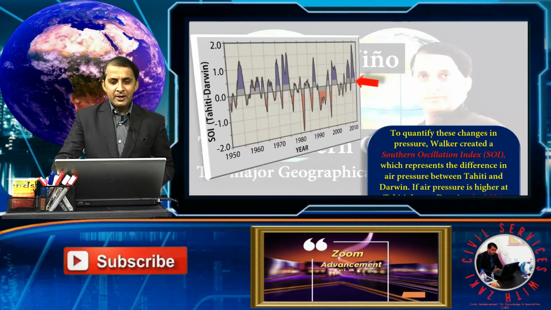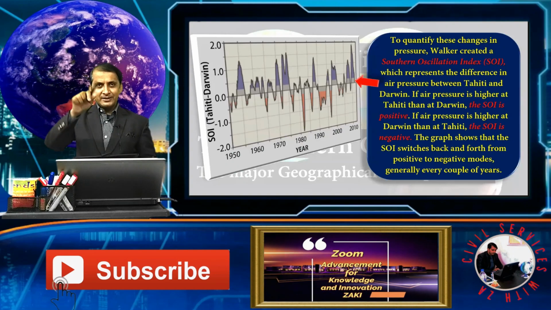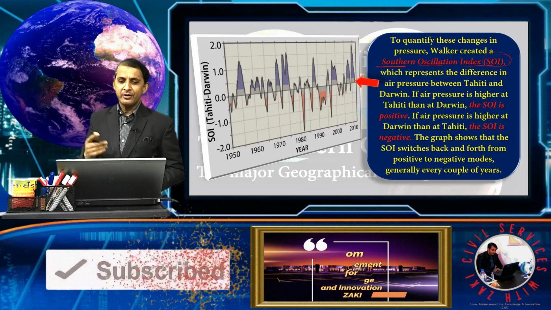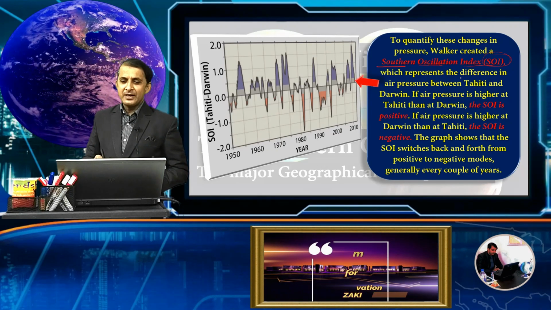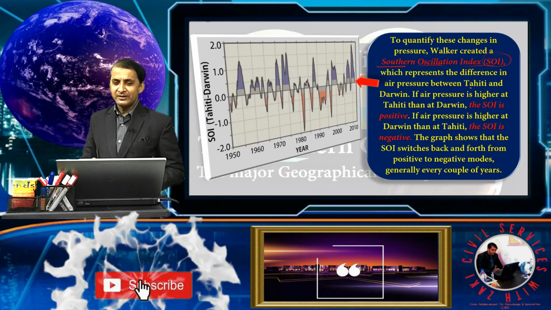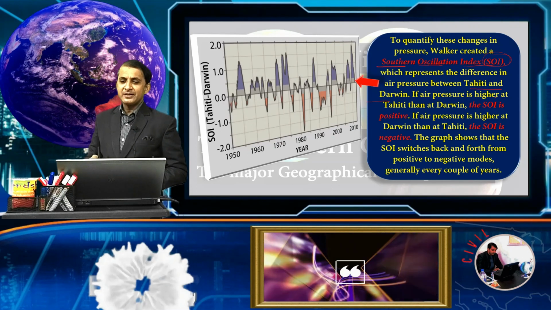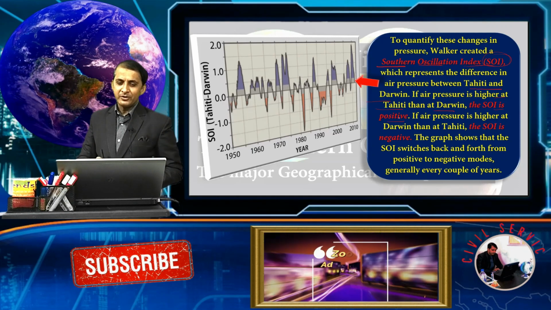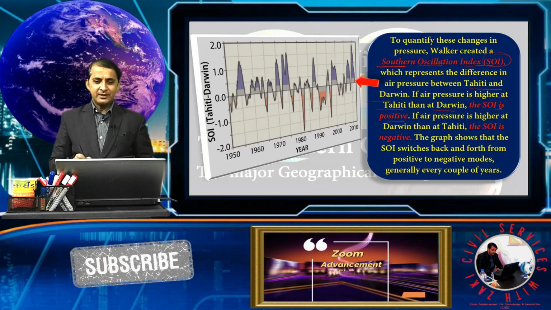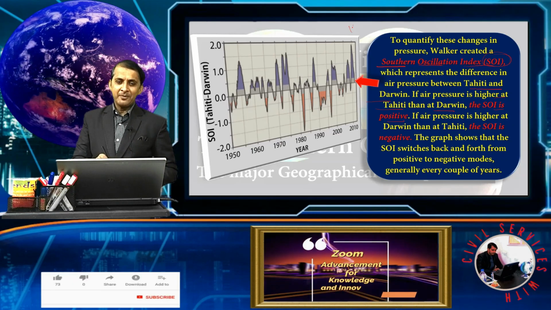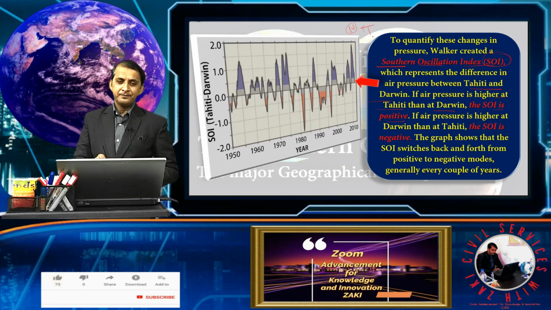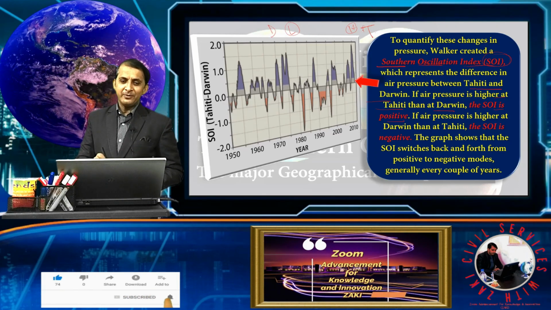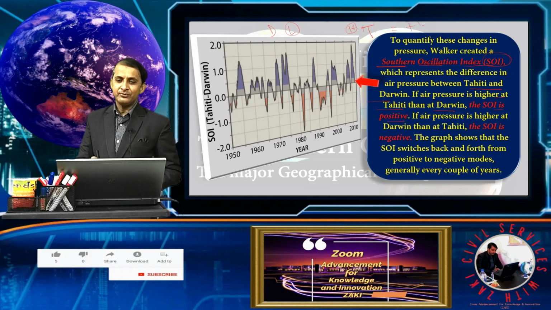And finally, to quantify these oscillation changes, Walker created the Southern Oscillation Index, in short we call it SOI. It represents the difference in air pressure between Tahiti and Darwin. If air pressure is higher at Tahiti than Darwin, SOI is called positive. So high pressure in Tahiti means low pressure in Darwin. So if low pressure in Darwin and high pressure in Tahiti, it is called the positive phase.